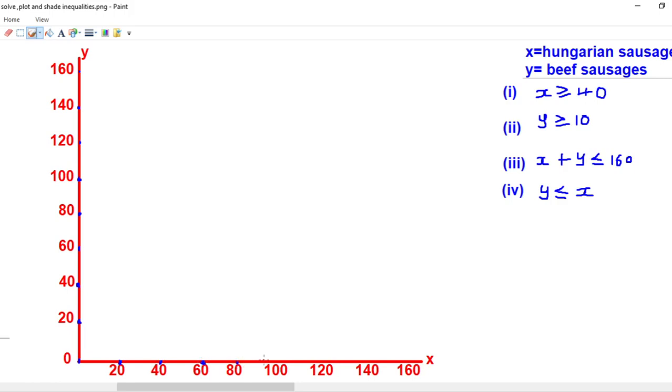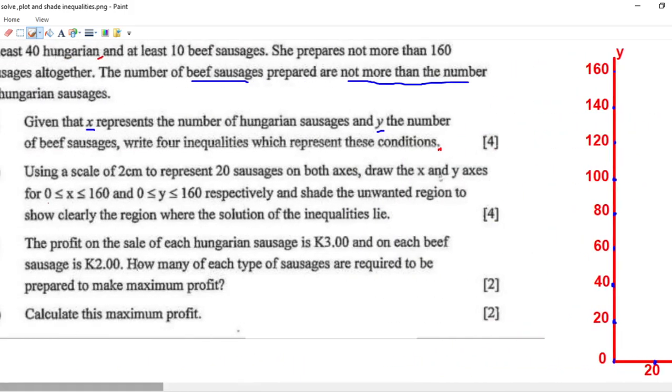I know that you are going to do the right thing as long as you get the concept. So there we have it. We can just plot these inequalities and shade. Remember, we are shading the unwanted region. Let's look again at the question. It says, using a scale of 2 centimeters to represent 20 sausages on both axes, draw the x and y axes. We have the ranges there from 0 to 160 on the x-axis, and also on the y-axis from 0 to 160.